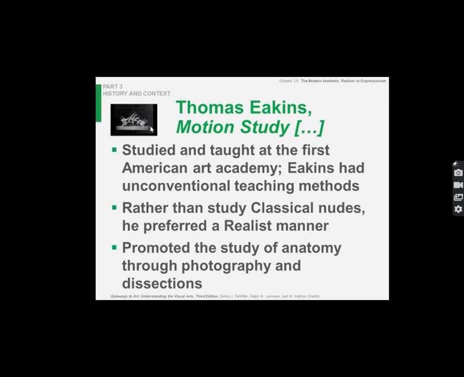So art is happening in America, but in general, it's at this point imitating what is happening in Europe. Most artists would go on a grand tour. They would go overseas and go all over Europe and study the French, the Italians, see what was going on, and come back to America and try to imitate those styles.